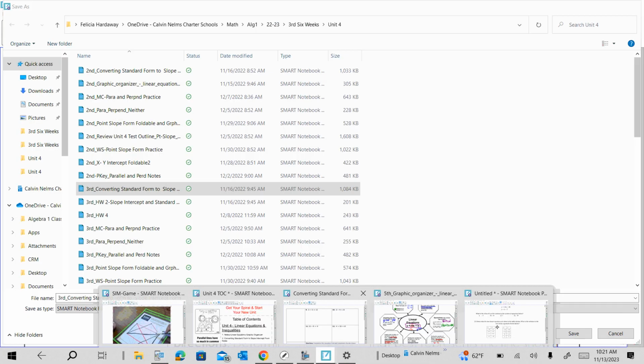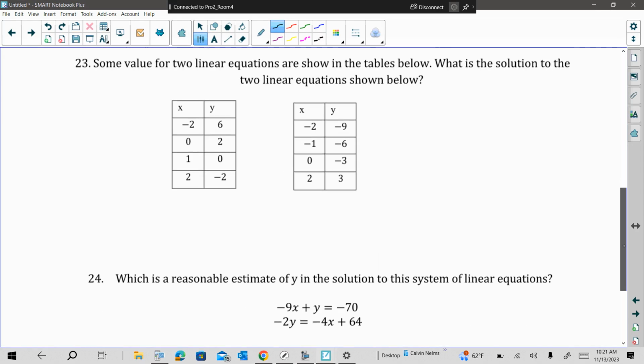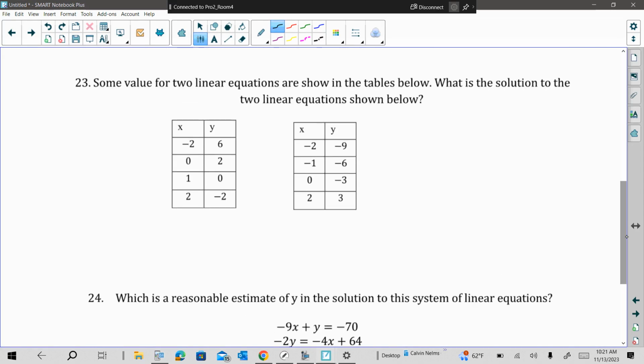All right, and then let's finish this up. Remember on a table, where some values of two linear equations are shown, what is the solution of the two? It's when they have the same answer for y. If we don't see the same y value, then we have to come up with the equation for each. So like for this first table, I don't know if y'all see that it's decreasing here by 4, and then here was 2, and then here was 2 again.